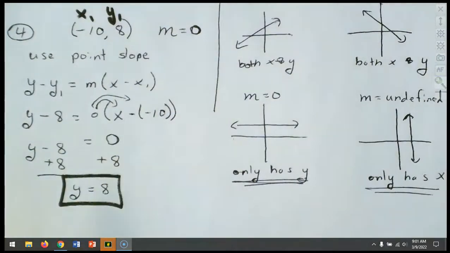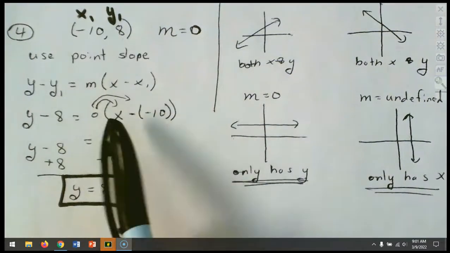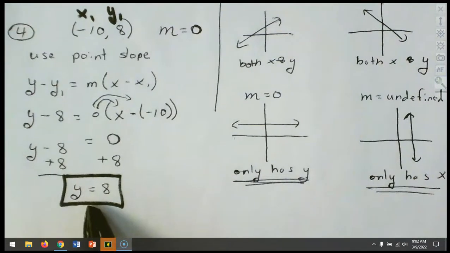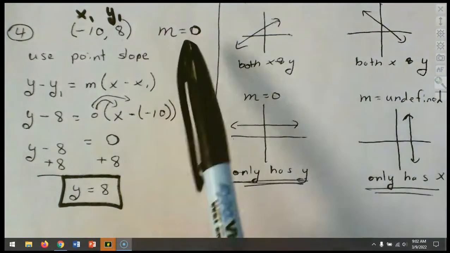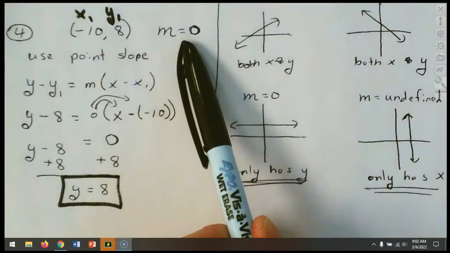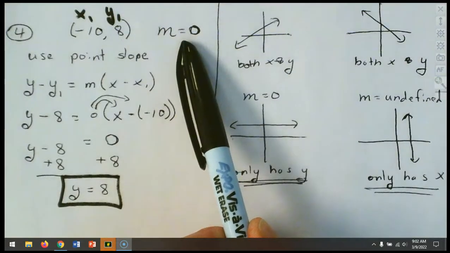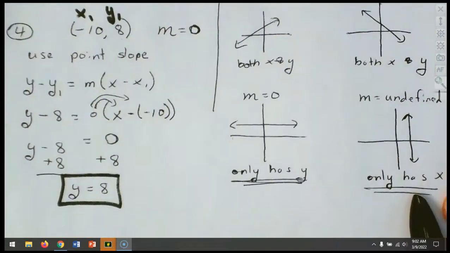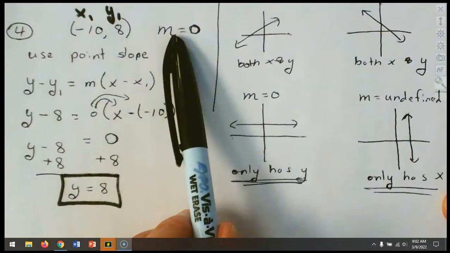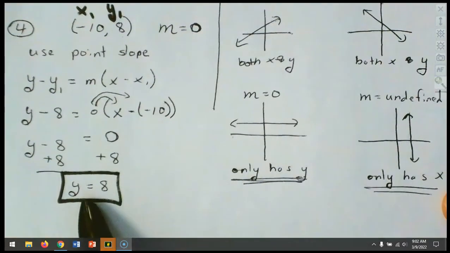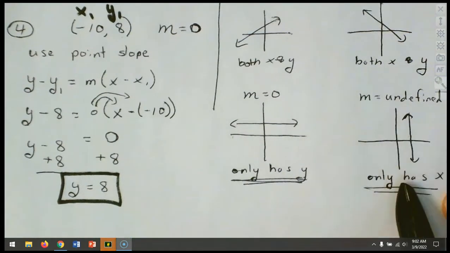If you didn't see it and you worked it through and you put the 0 in, you'll get the same result, right? You'll get y equals 8 because the right-hand side is going to make it what? 0. If it was undefined, what would my answer be? Well, if my slope was undefined, it would be an x line, and it would be x equals a negative 10. Okay, so 0 slope means it has a y component only. Undefined slope means that it has an x component only.